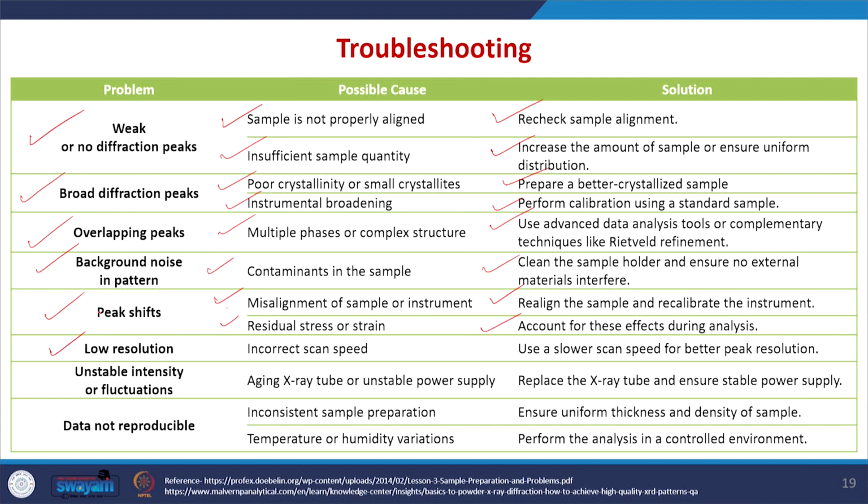And if you are getting low resolution, it may be due to the incorrect scan speed. Use a slower scan speed for better peak resolution. And if you are getting unstable intensity or fluctuation, that may be due to the old X-ray tube or unstable power supply. Replace the X-ray tube and ensure stable power supply. So, if the data is not reproducible, it may be due to the inconsistent sample preparation. Ensure uniform thickness and density of sample, and also it may be due to the temperature or humidity variation. So, always perform the analysis in a controlled environment.